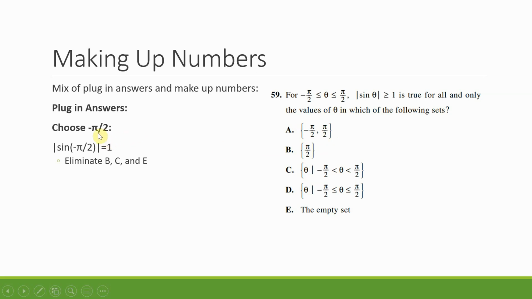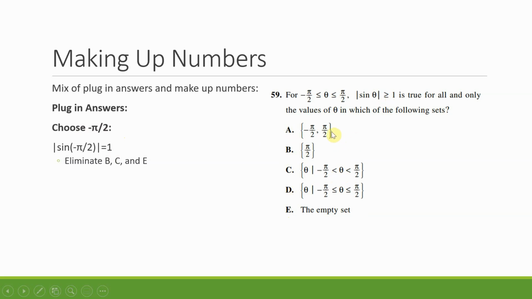So if I put negative pi over 2 into this, so absolute value of sine of negative pi over 2, you get 1. Is that greater than or equal to 1? Yes, it is. So negative pi over 2 should be in my answer choice. So now I can get rid of b because that doesn't have it. I can get rid of c because it doesn't say or equal to. And I can get rid of e because that said there's nothing. So now I'm down to a and d.